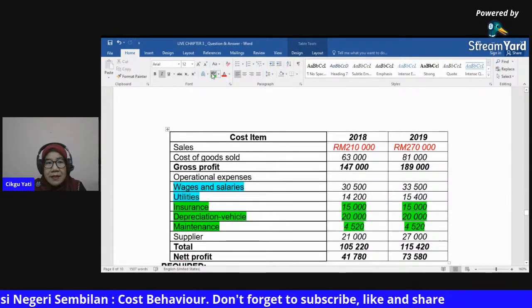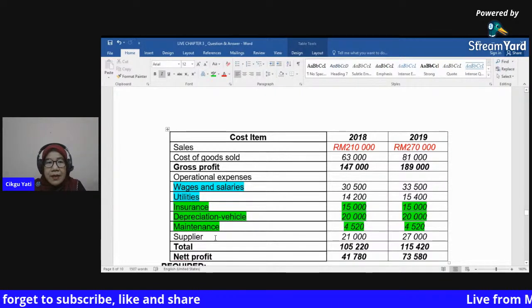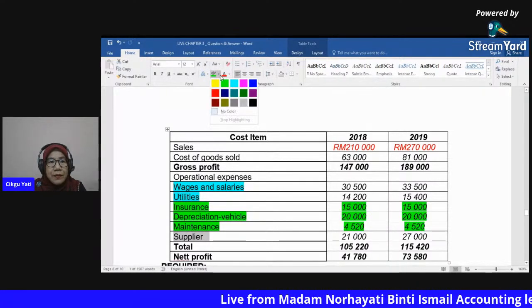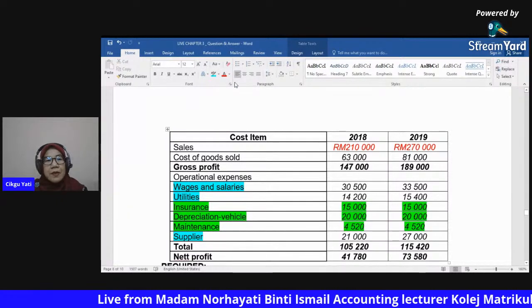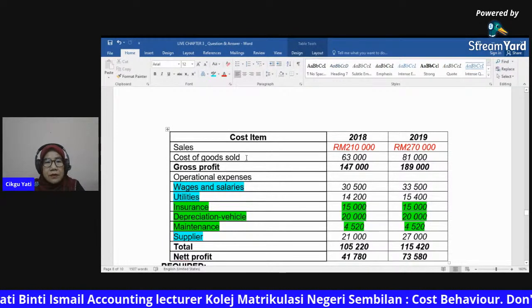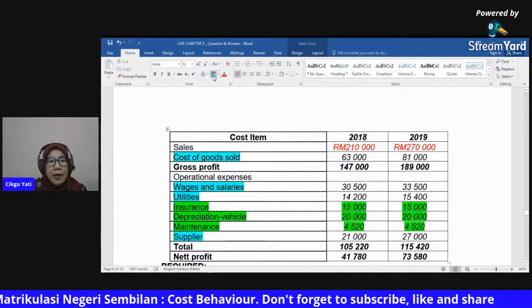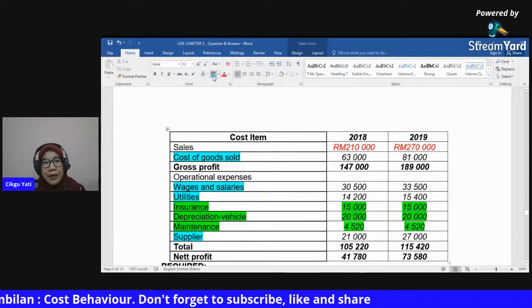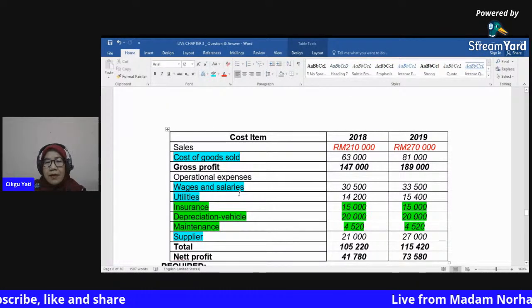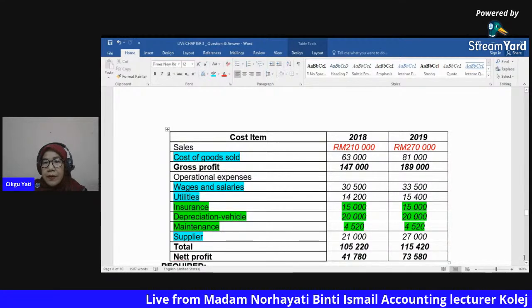Okay, for supplies, the cost increases when the level of output increases. So I just put blue color. That means we have to calculate variable cost per unit. And cost of goods sold, you have to calculate whether in this cost we have variable cost and fixed cost. Okay, this is the item that you have to calculate and classify whether variable cost, fixed cost, or mixed cost.